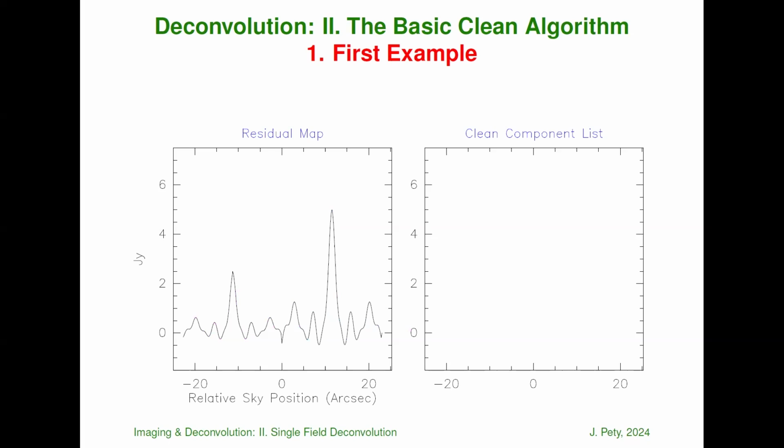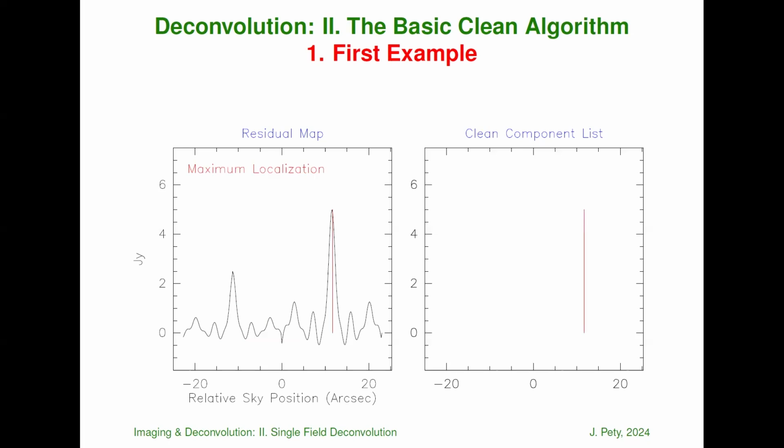When you are initializing your cleaning component, you start by renaming the dirty image as the residual map. Just a renaming for the moment. You will see why in a minute. And you create another buffer called the clean component list, where we find point sources. We will put the flux of the point source at the right position. Let's do it.